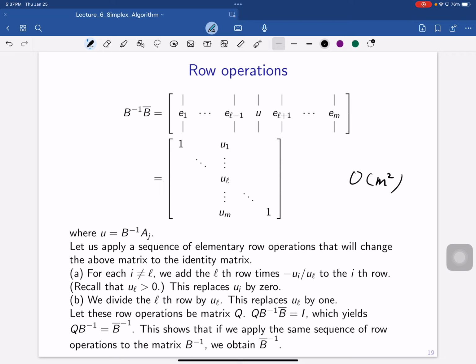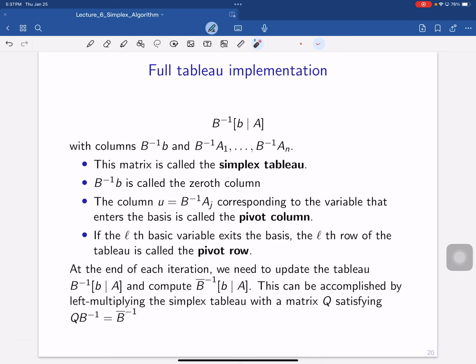If you look at this part here, let's assume all the row operations are Q. If you multiply by Q, this will be the identity matrix. Then to calculate the new inverse efficiently, you only need to multiply Q by the inverse of B. That's a trick we can apply. Similarly, if we want to update the so-called simplex tableau, initially we have the original basis inverse times the A matrix. Now we are changing this matrix to B bar.